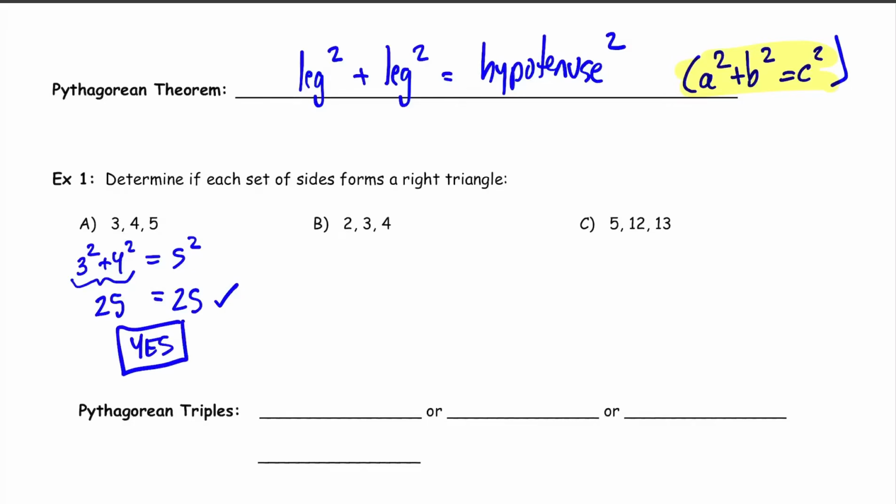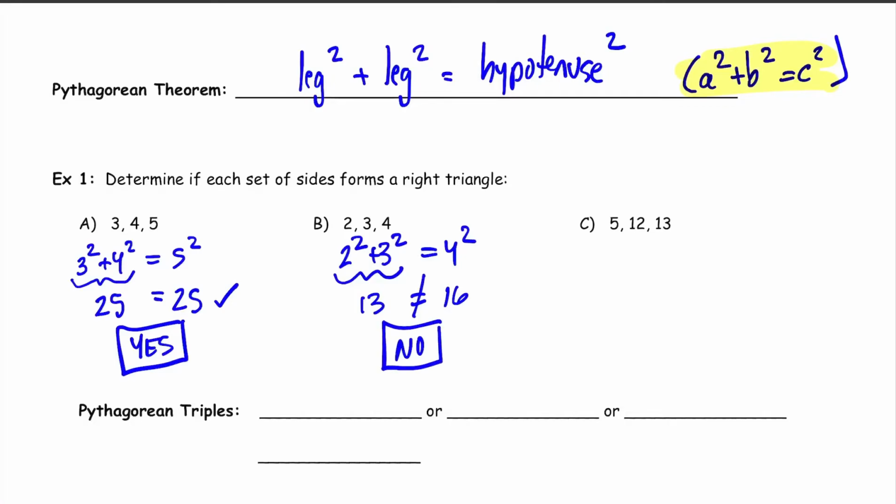How about 2, 3, 4? Let's do the same thing. 2 squared plus 3 squared equals 4 squared. Put these into your calculator. You get 13. Well, 4 squared is 16. No, that does not work. So if it does not work, the answer is no. 5, 12, 13. Okay, so we test it. 5 squared plus 12 squared equals 13 squared.